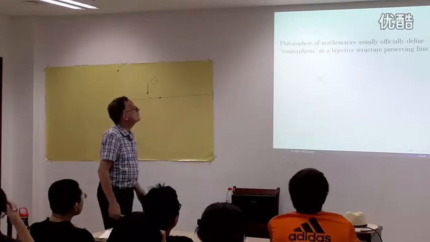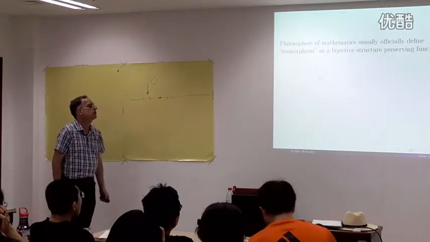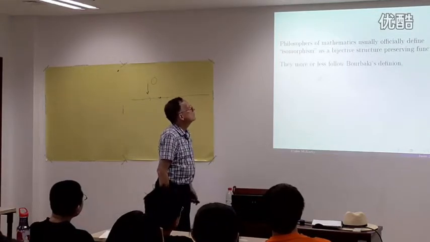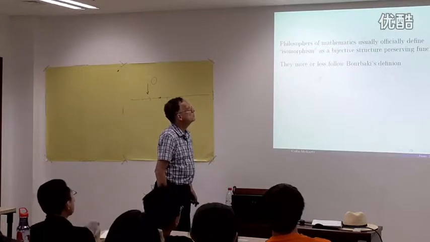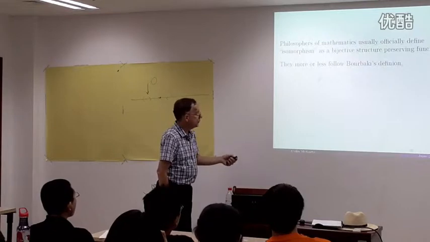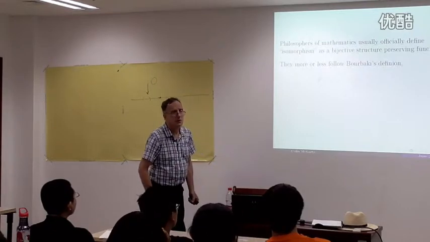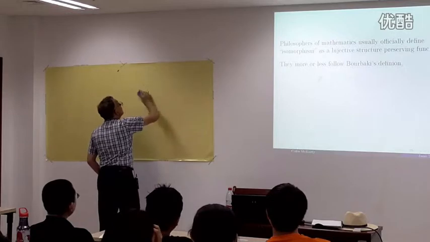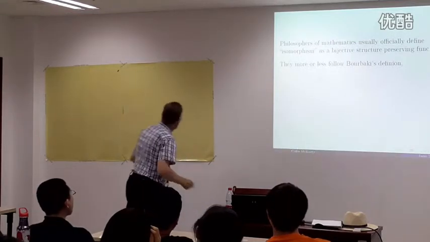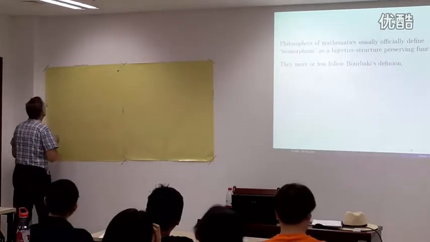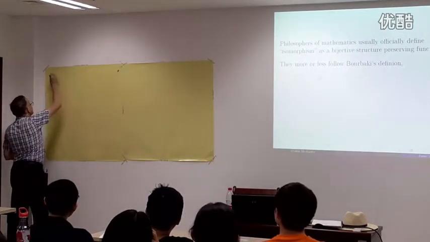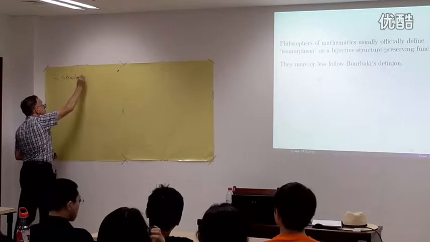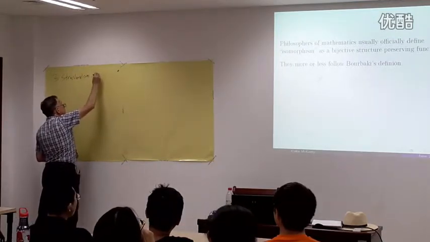Philosophers of mathematics usually officially define isomorphism as a bijective structure-preserving function. I don't know what happened to this slide. They more or less follow the Bourbaki definition. Okay, I know what happened there. I misspelled the word. That's supposed to say definition. There was supposed to be a slide where I distinguished three structuralisms besides category theory.